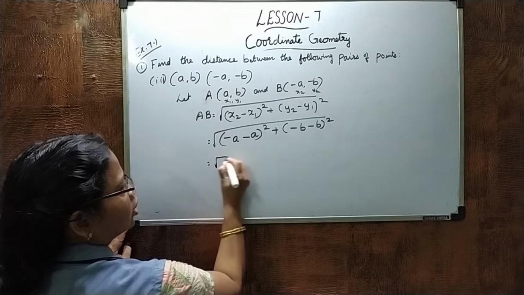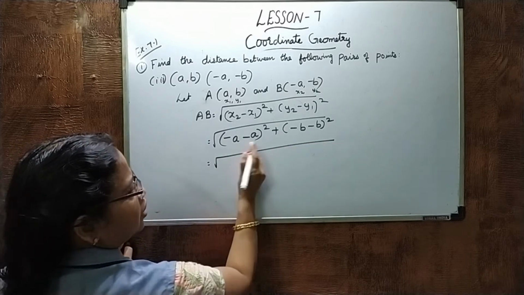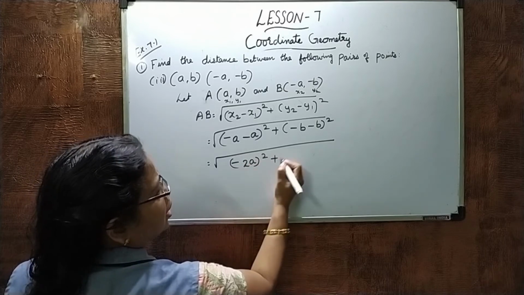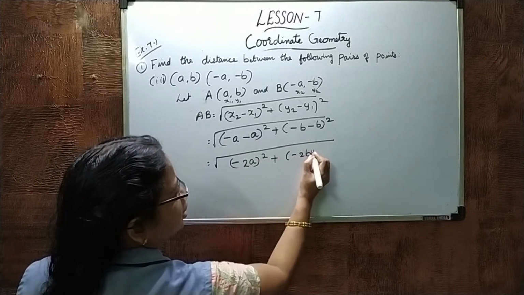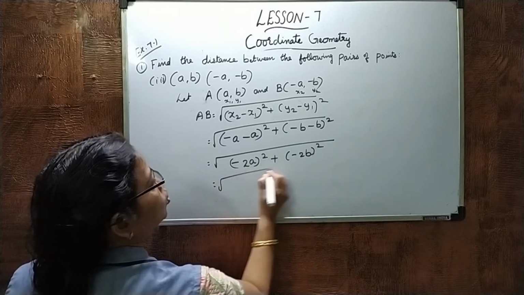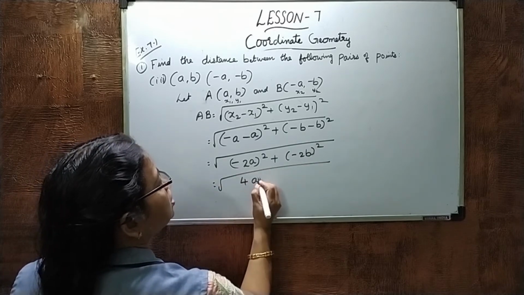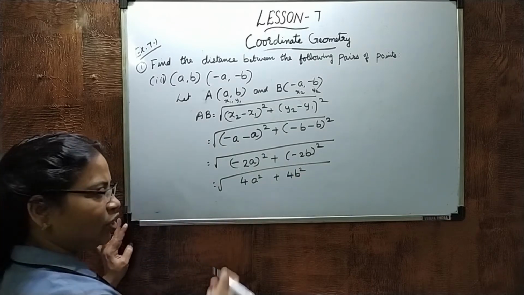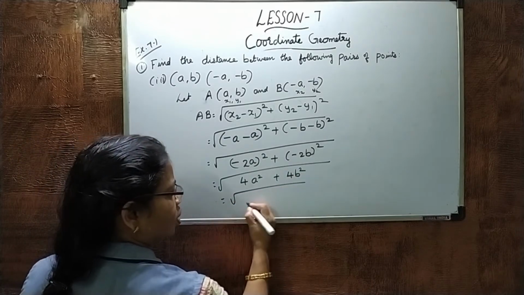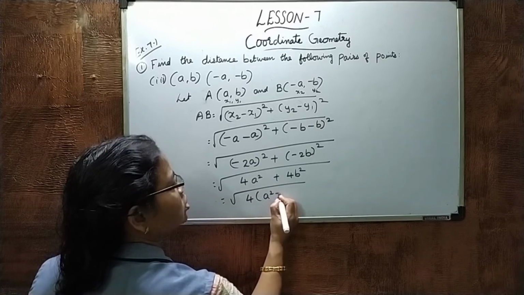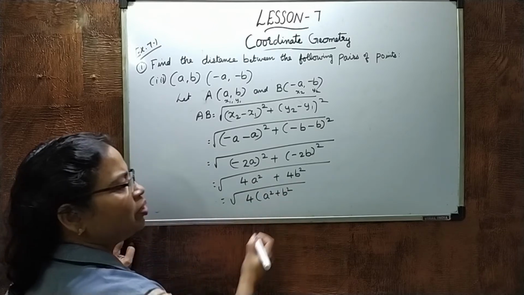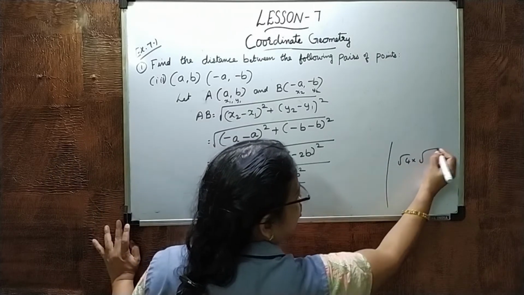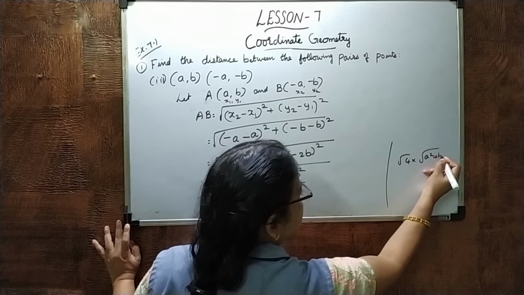So it will be root of negative 2A the whole square plus negative 2B the whole square. That means root of 4A square plus 4B square. Right? What you can do then? Here you can take 4 outside, 4 into A square plus B square. That means it is root 4 into root of A square plus B square.